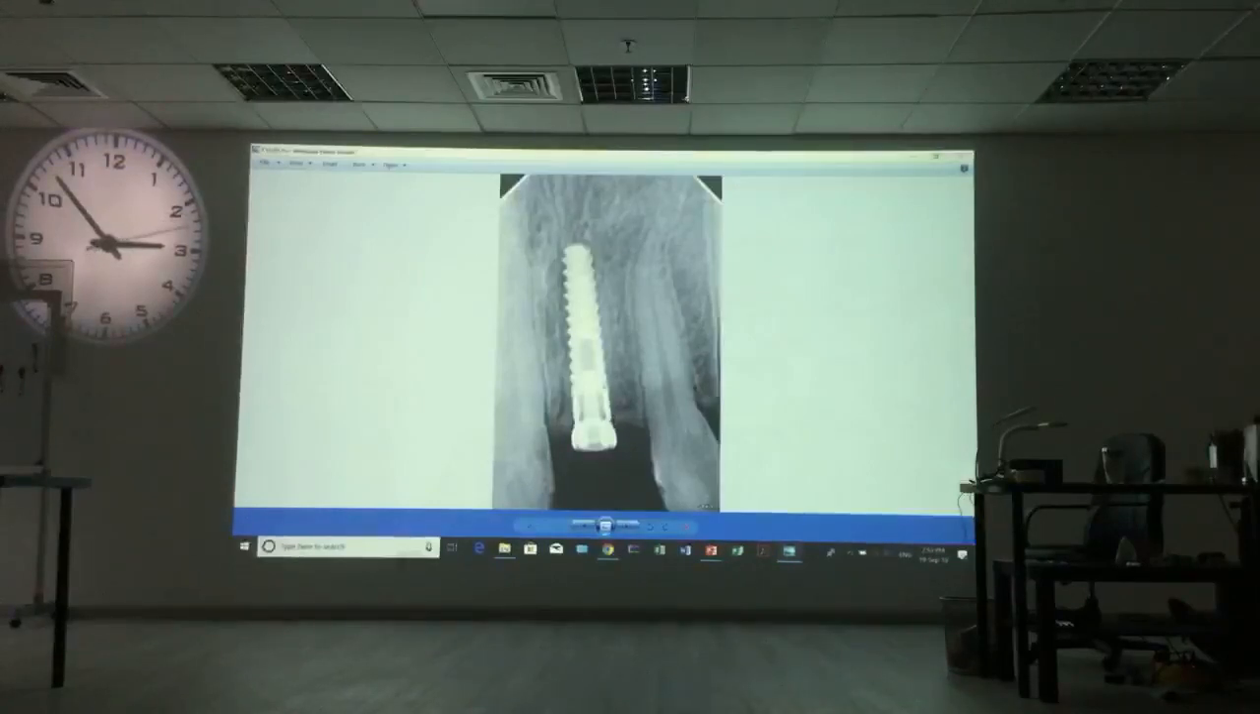We don't want to go too deep because if the patient grows taller, the bone is going to want to come lower and the implant will keep sinking in. And because it's a kind of platform switch, we thought the bone will stay here.